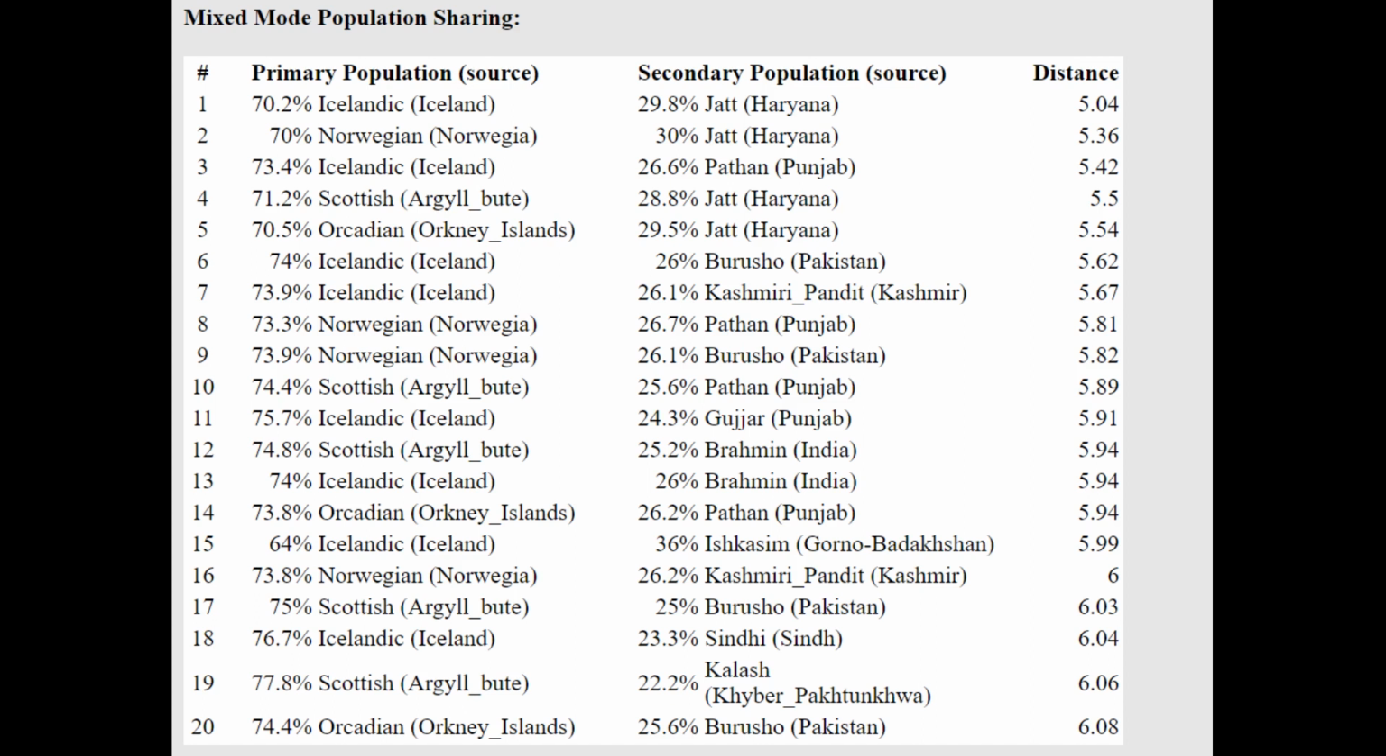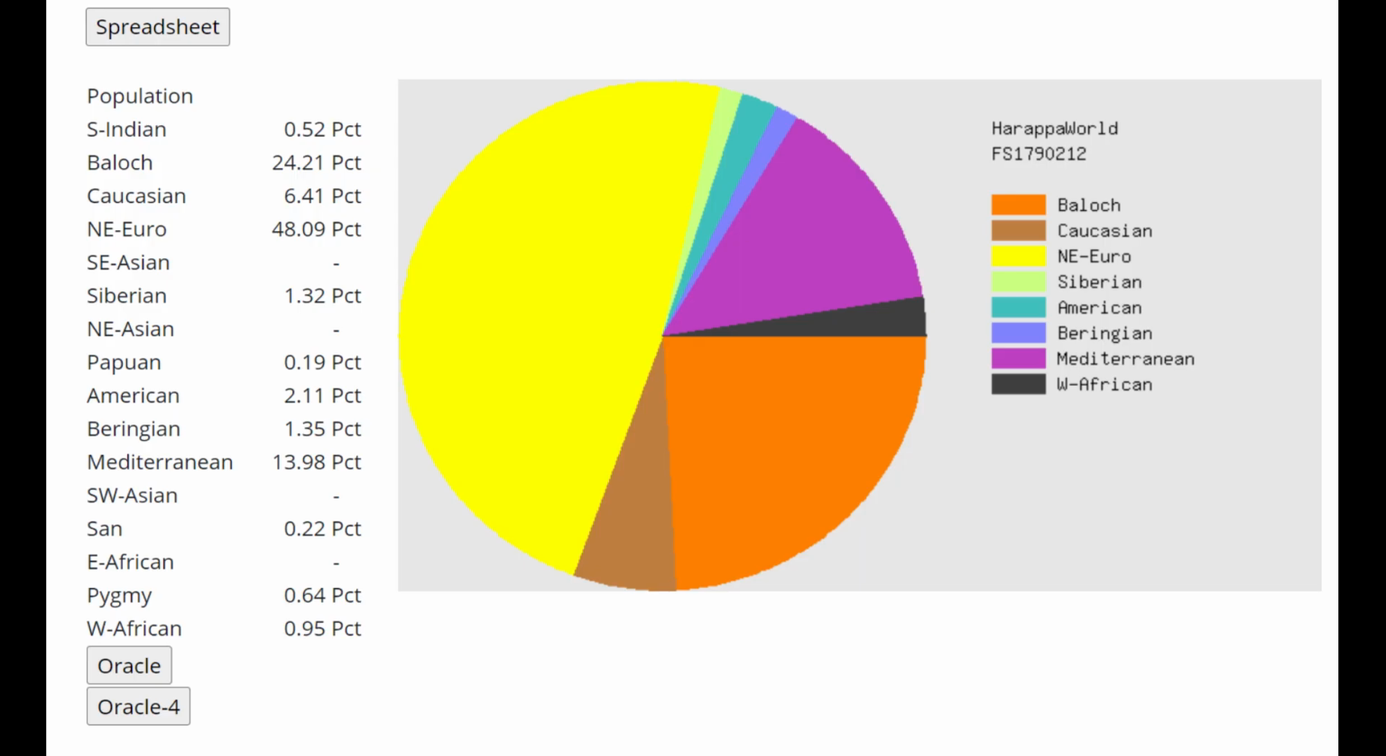This sample seems to be around slightly more BMAC than average for Andronovo, so you can see she's getting modeled as a mixture of Icelandic plus Jat or Scottish plus Jat, a mixture of basically Northwestern European and South Central Asian. She's scoring 24% Baloch here. Not a single Northern European today scores 24% Baloch on Harappa World, let me tell you that much. Not a single Northern European in Northern Europe today scores like this with Harappa World.